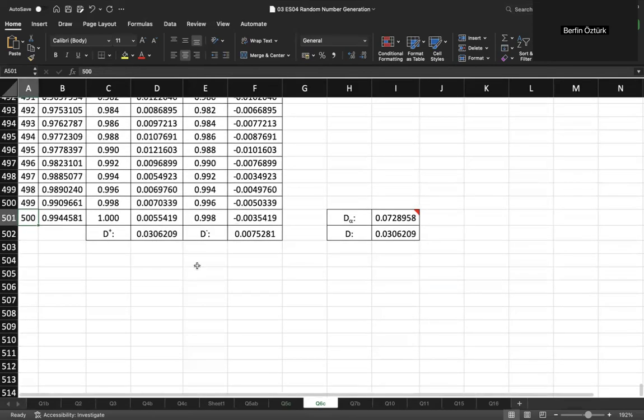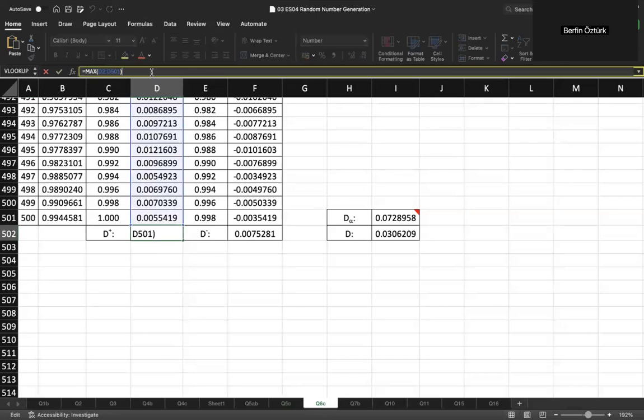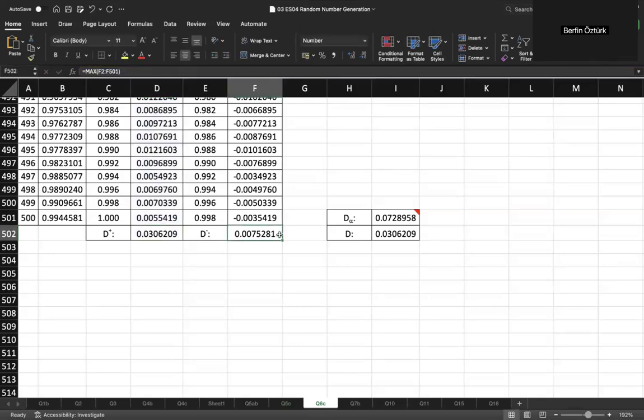So we used the linear congruential method, right? We are trying to check the uniformity property of this random sample using the Kolmogorov-Smirnov test. Here, with the maximum formula, we are finding the maximum value of this column, and again using the same formula, the maximum value in this column. So out of these values, what is the maximum? It is this value, which is 0.0306, and it goes on like this.